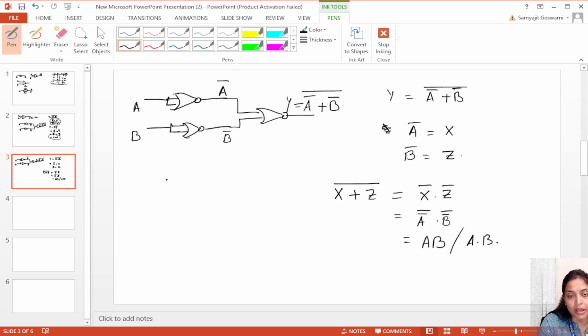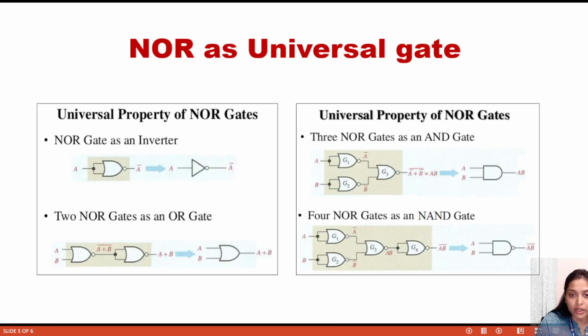So actually we have to design an AND gate, where our inputs are A and B and the output is AB. So this also came out as AB. So basically we are using the NOR gate for representation of the AND gate.